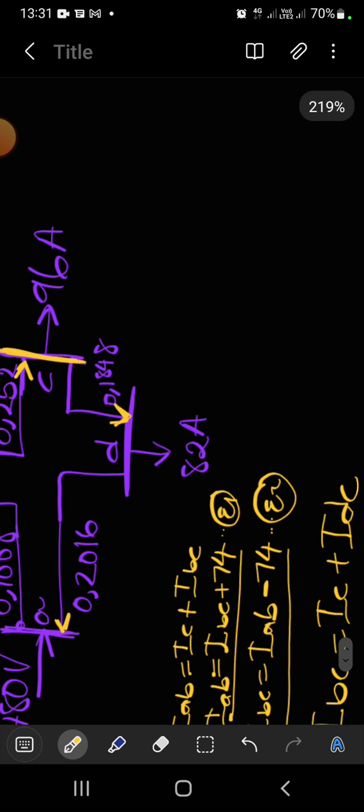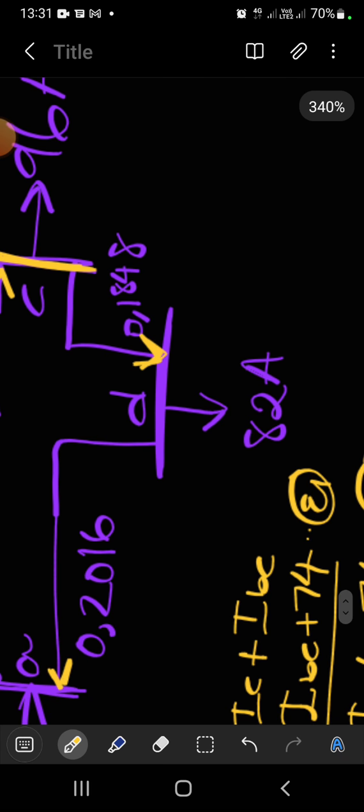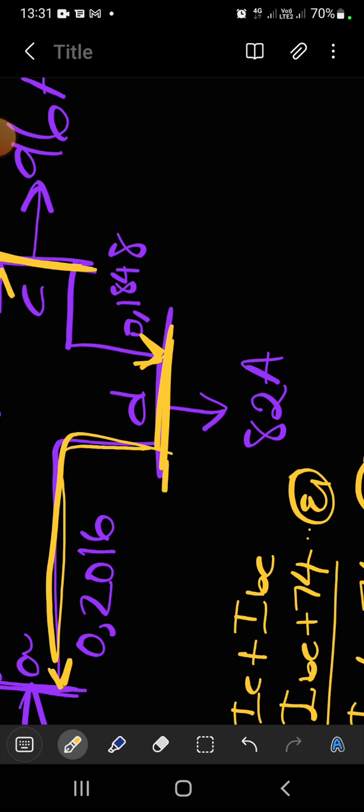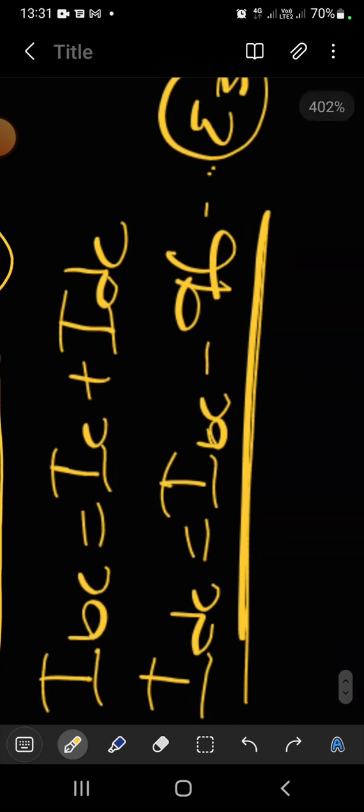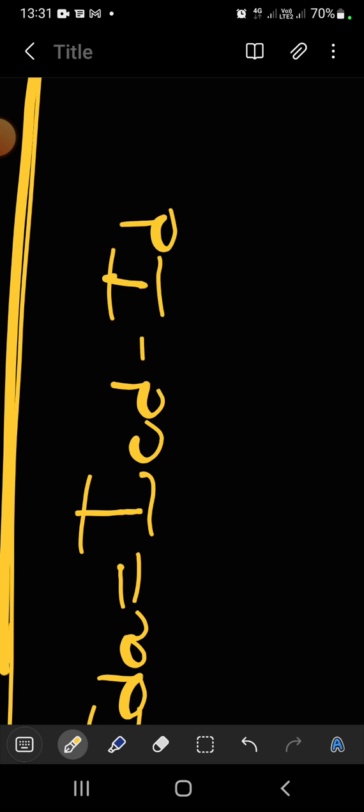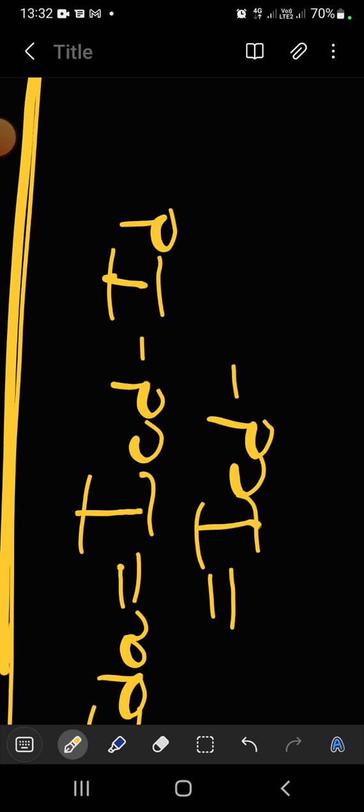And the last one, that is DA. DA leaves bus bar D, and then D is also leaving bus bar D, meaning DA is just this minus that. I hope you get it. I know you do. IDA is equal to ICD minus ID, that is ICD minus 82.